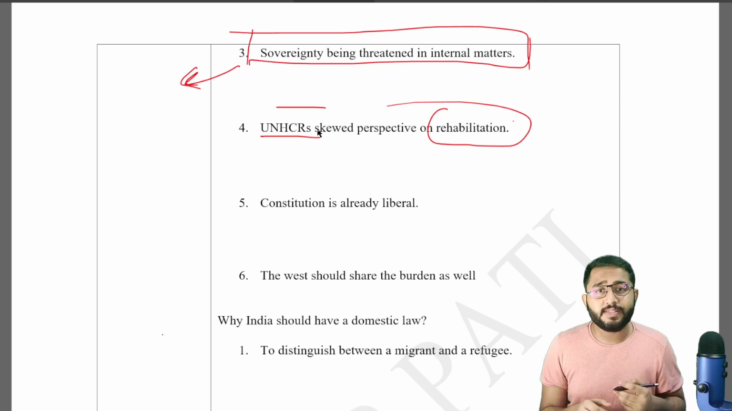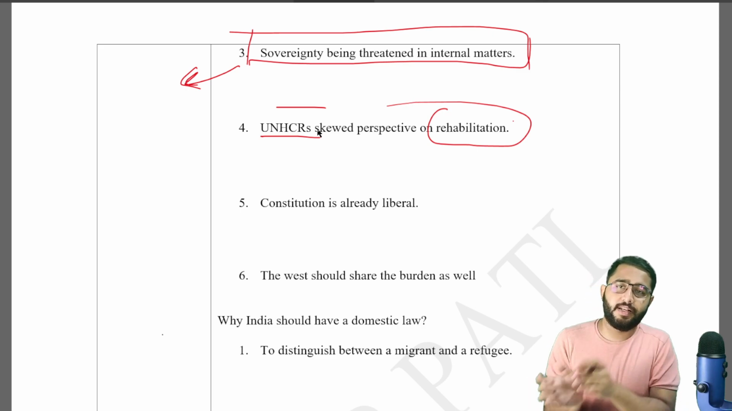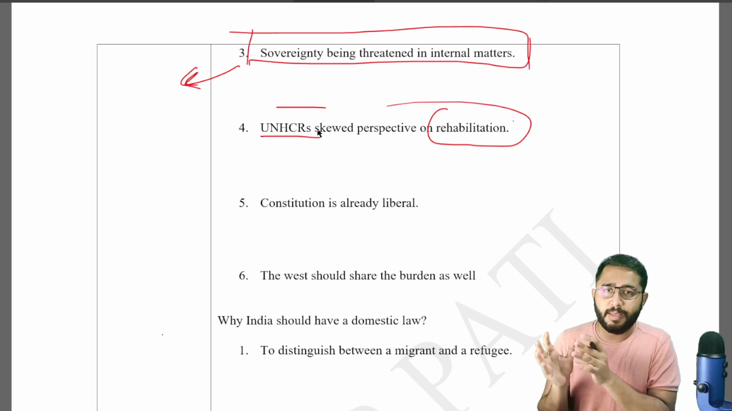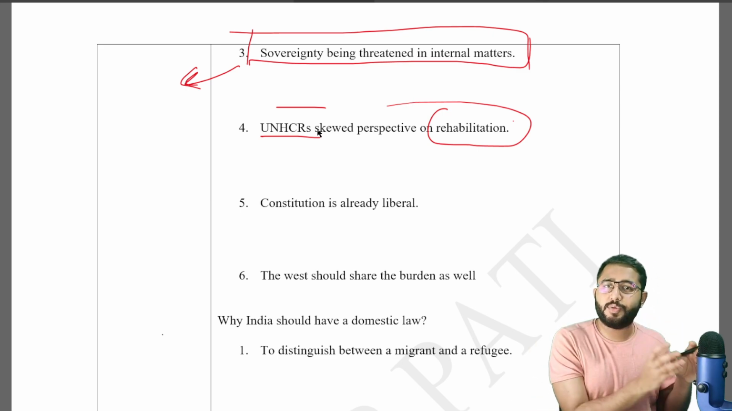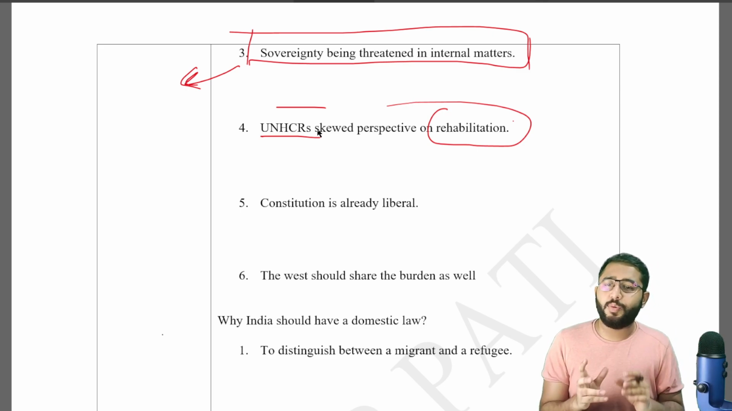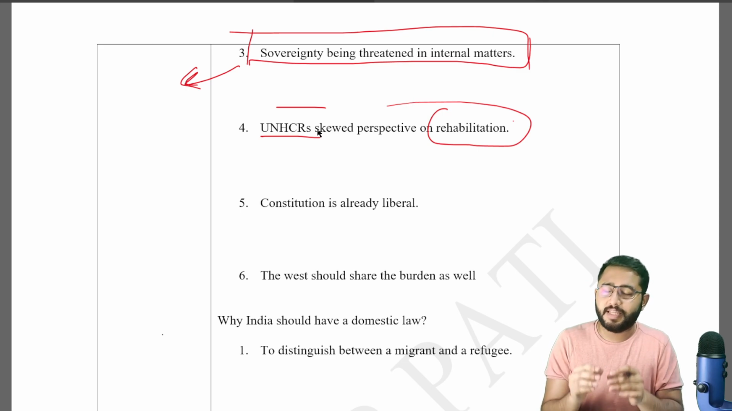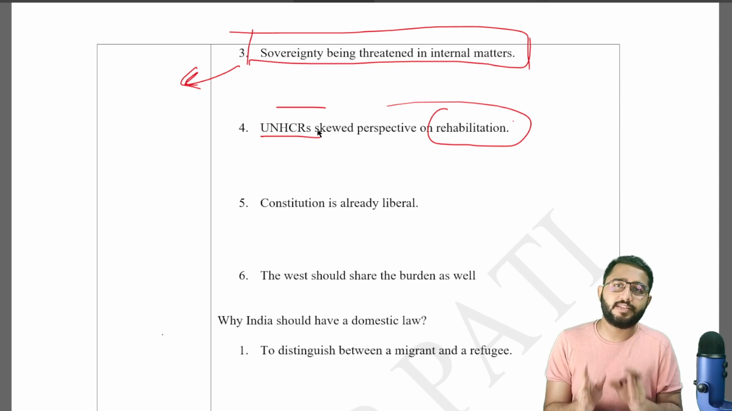India, in fact, has always been an advocate of voluntary repatriation. They want people to go back. Once the situation in their country is okay, they want these people to return. But UNHCR doesn't see it that way. UNHCR will always talk about rehabilitation, that you have these asylum seekers who have come, give them refugee status, keep them here, give them all their rights, give them all their economic opportunities.